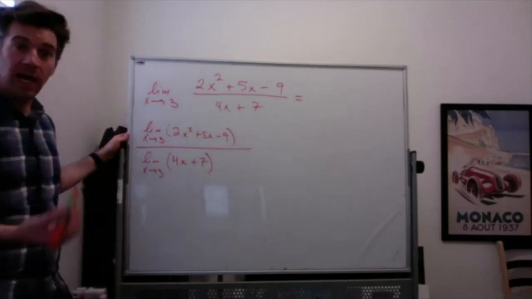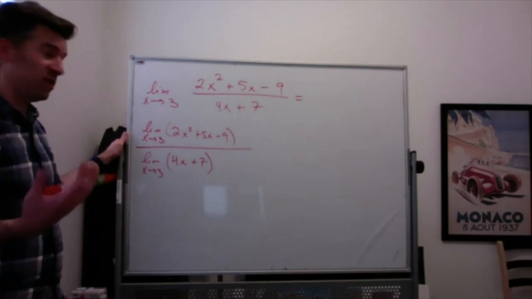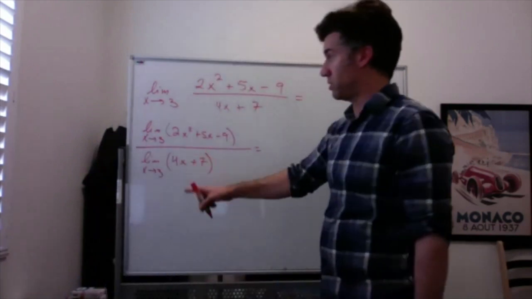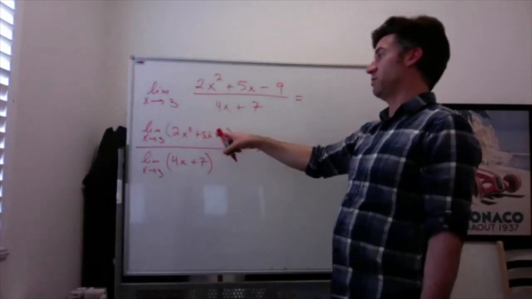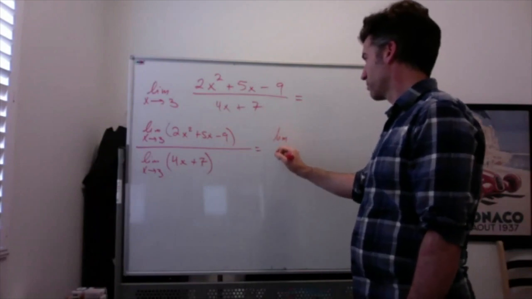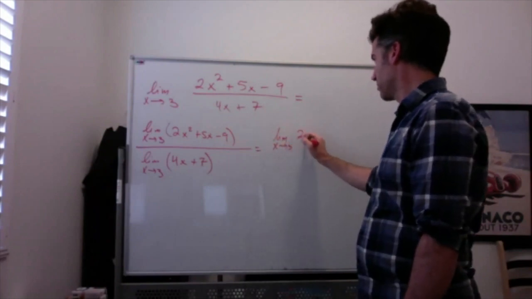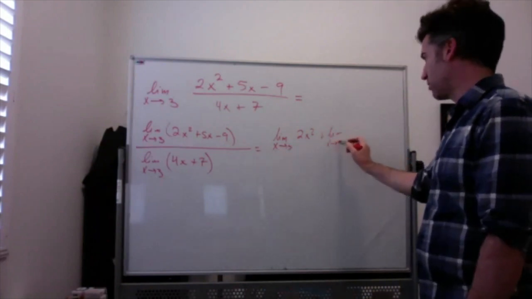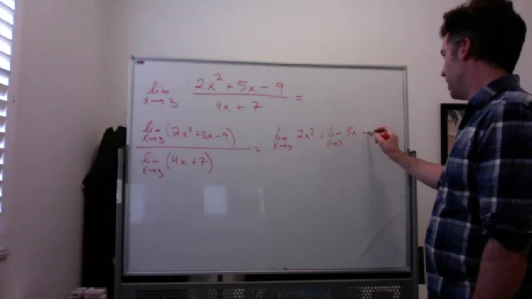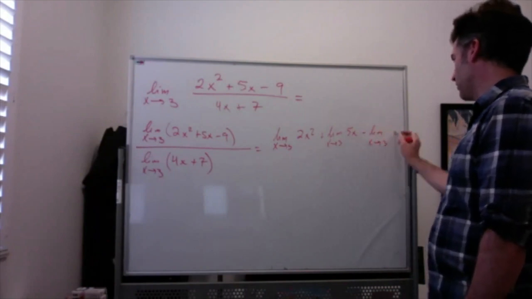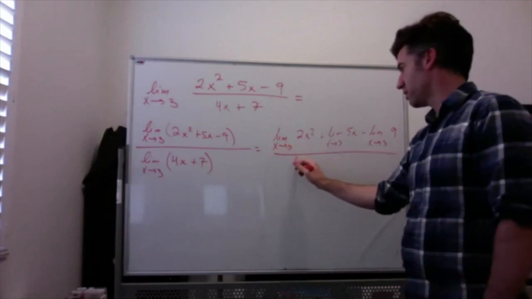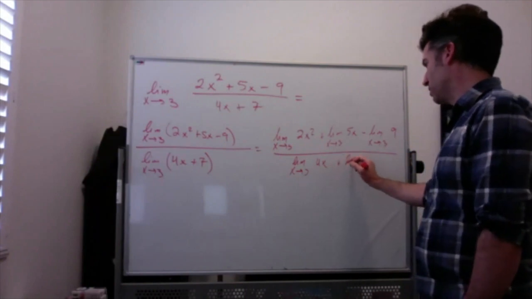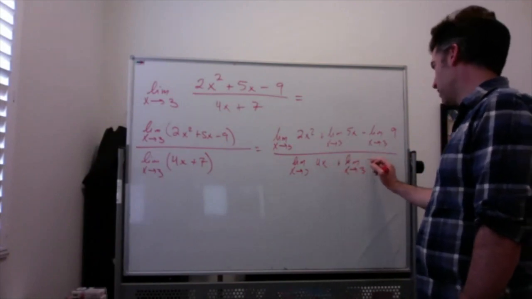Then in both the numerator and the denominator, I would use the rule that the limit of the sum or difference is equal to the sum or difference of the limits. So I write the top part as the limit as x approaches 3 of this plus the limit of this plus the limit of that. So the limit as x goes to 3 of 2x squared plus the limit as x goes to 3 of 5x minus the limit as x goes to 3 of 9 over, same rule here, the limit as x goes to 3 of 4x plus the limit as x goes to 3 of 7.